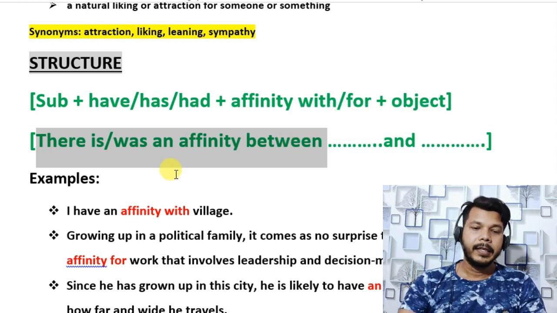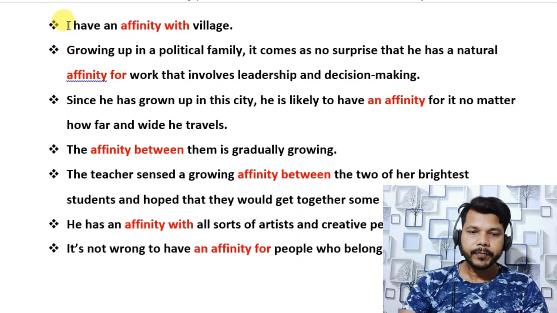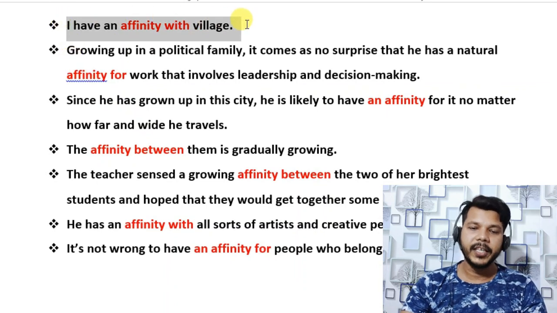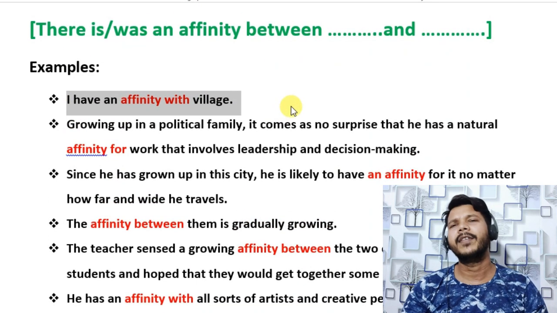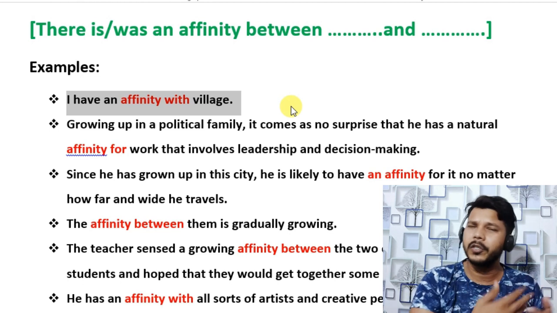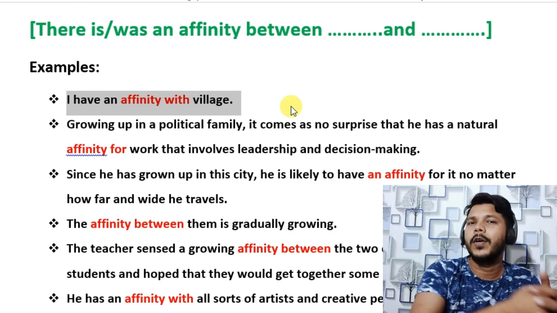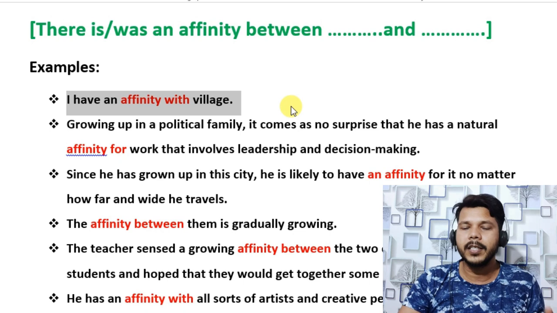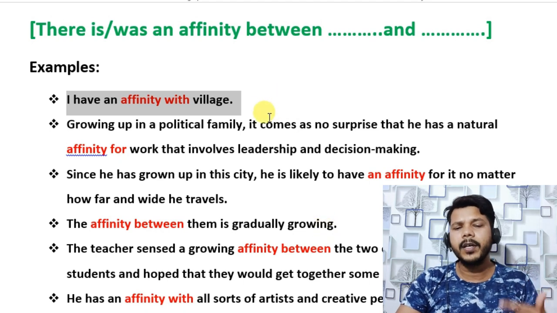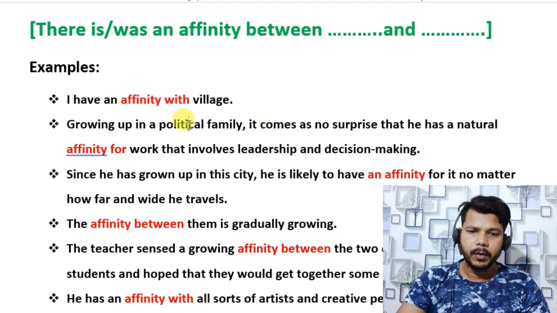Okay, let's see some examples, guys. I have an affinity with village. So affinity with village means I have that liking for the village, I have that attraction to the village, I always get drawn towards the village. So I have an affinity with village, or you can also say I have an affinity for village. Both the prepositions are allowed here.